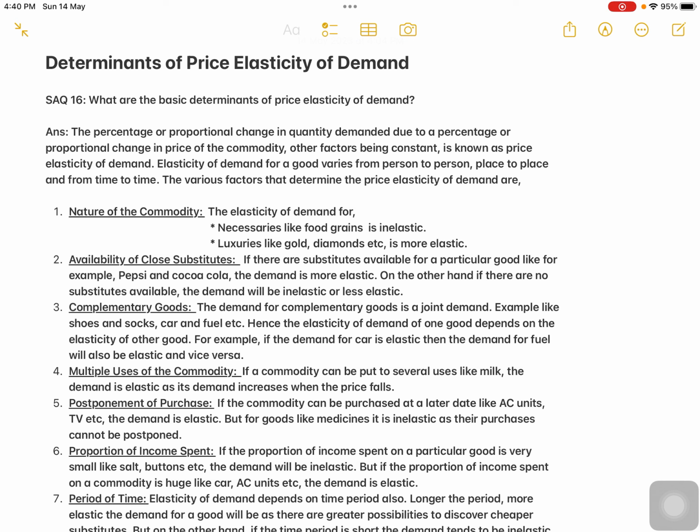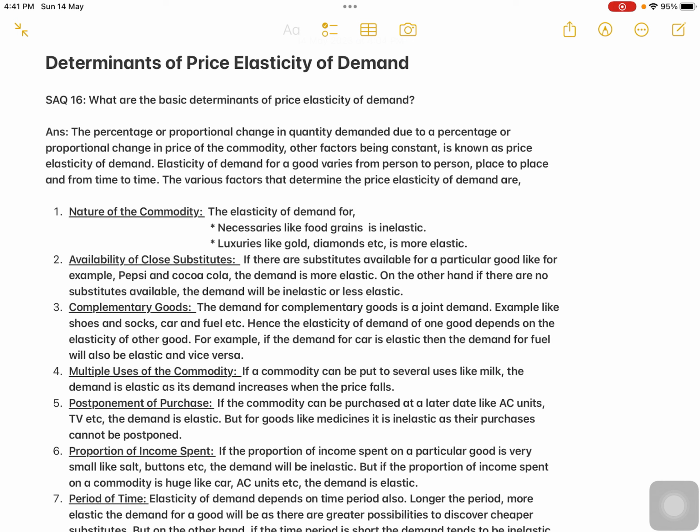demand. Elasticity of demand for a good varies from person to person, place to place and from time to time. The various factors that determine the price elasticity of demand are: first one, the nature of the commodity. Some of the commodities might fall under the category of necessities, some of the commodities you can group under the category of luxuries.